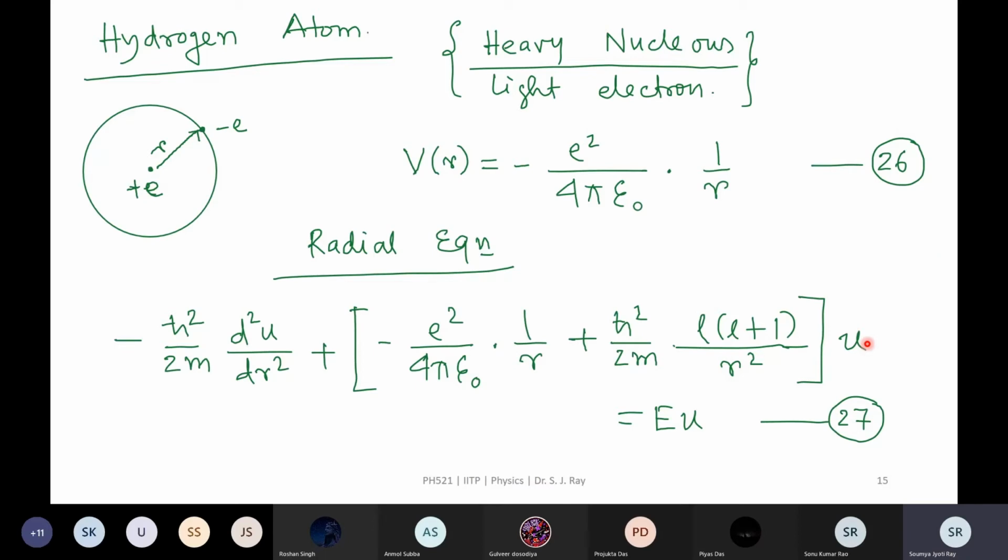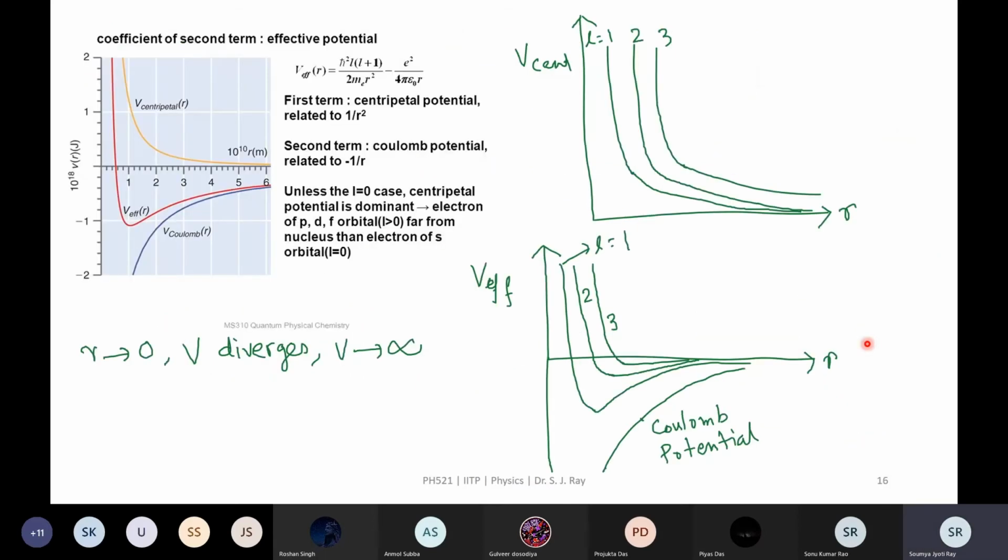So this is pretty straightforward. Okay, so now what do we have? Actually, here this potential has been plotted as a function of radial distance. Here you can see this effective potential is a sum of two different terms.